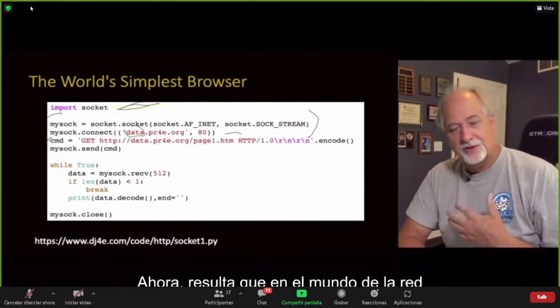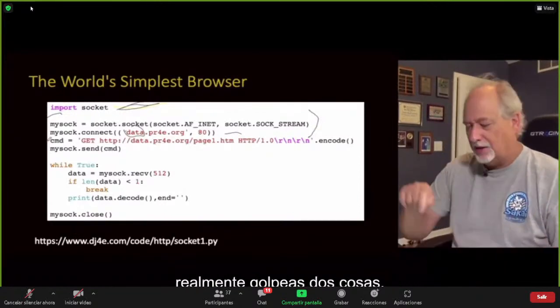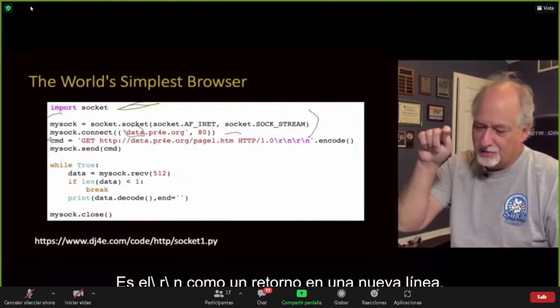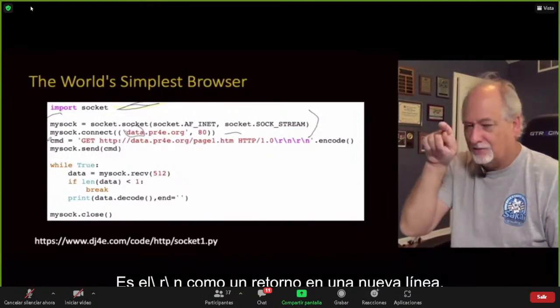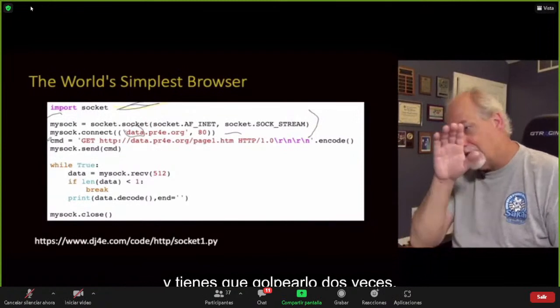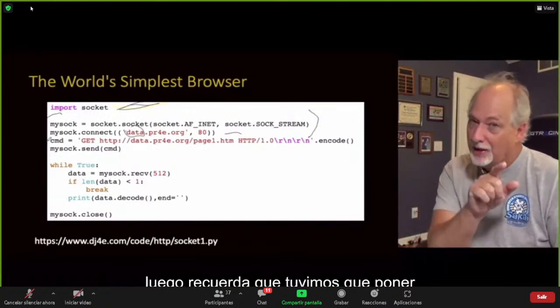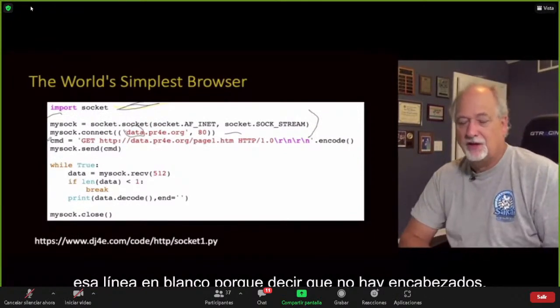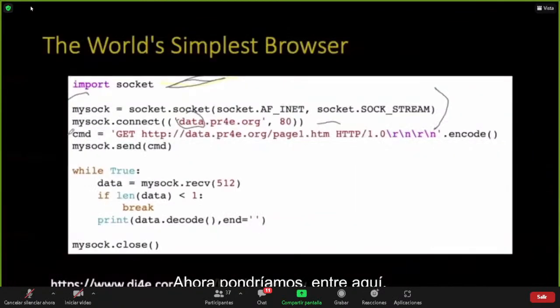Now it turns out in the network world you actually hit two things. It's the \r\n, a return and a new line. And you have to hit it twice: the enter at the end of the first line, and then remember we had to put that blank line in to say no headers. In between, we would put all our headers if we were going to do that, but we're not.